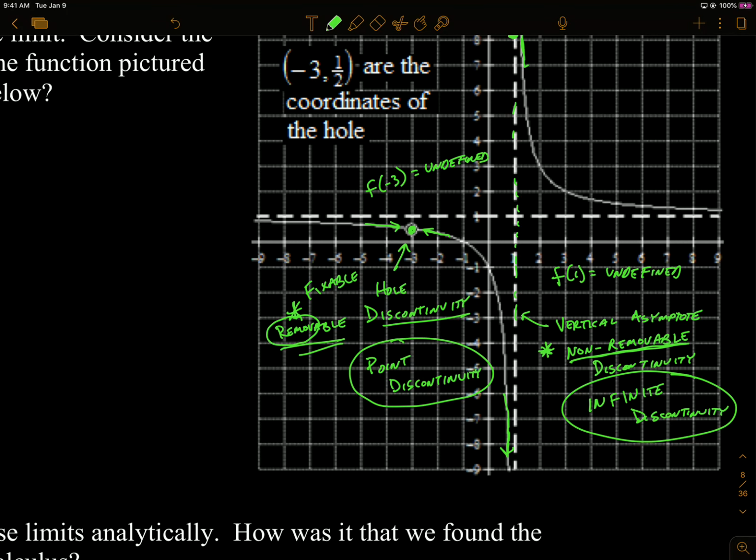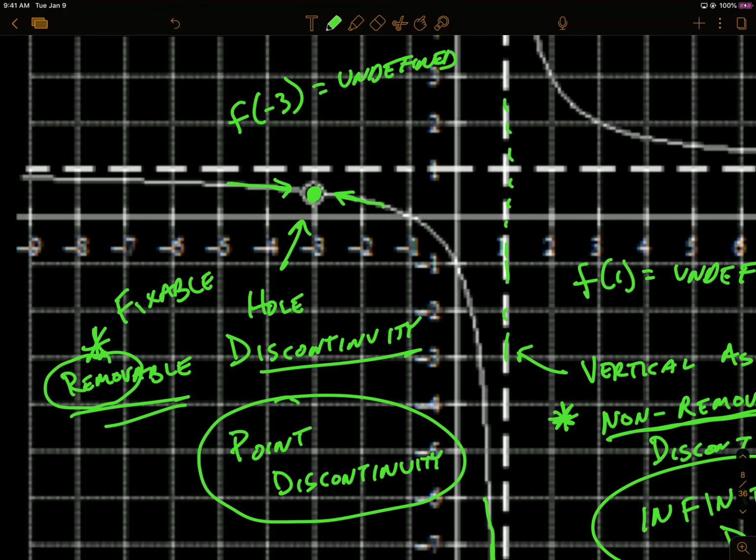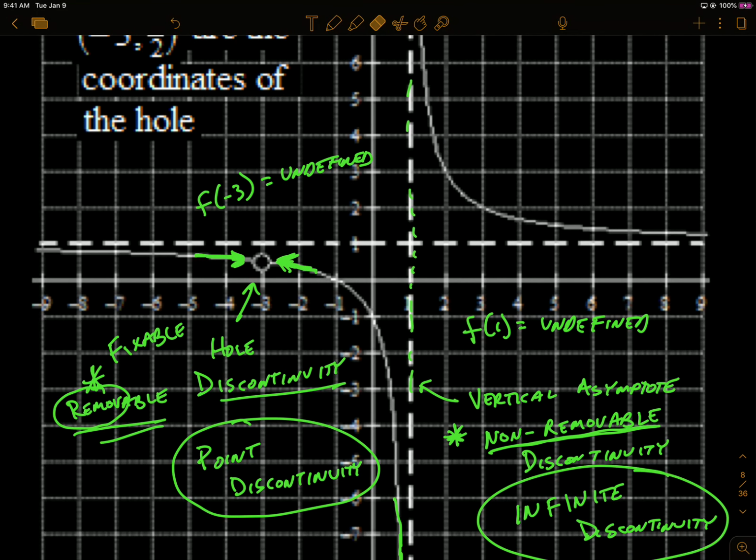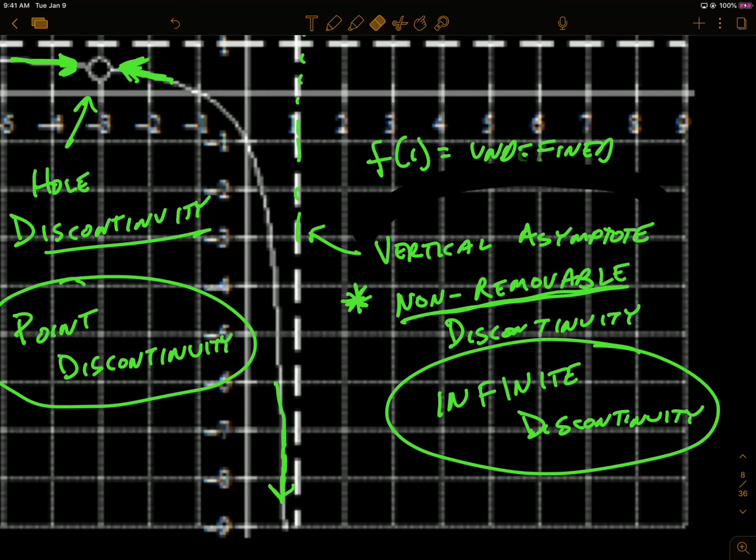Fixable discontinuities still have a limit, because if I could simply fill in the hole and make it continuous, that means the limit was already going to the same place on both sides. It had to be. That's the only way you can make it continuous. When you have a vertical asymptote, the non-fixable ones, you can never make them continuous. You can't find the limit.